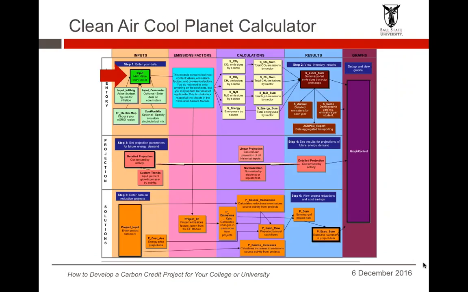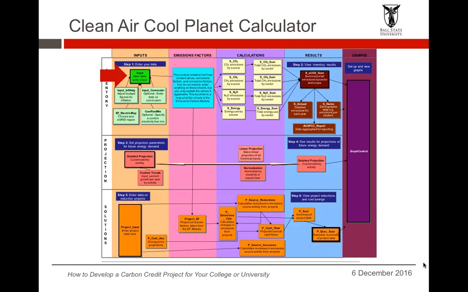The core of all of this reporting, which is used both in recording for Second Nature and the Climate Leadership Commitment, what used to be the ACUPCC Commitment, is the same as the tool used for the validation and verification work. It's the Clean Air Cool Planet Calculator, which originated at the University of New Hampshire and is a rather robust spreadsheet. This is the cover page of that spreadsheet.